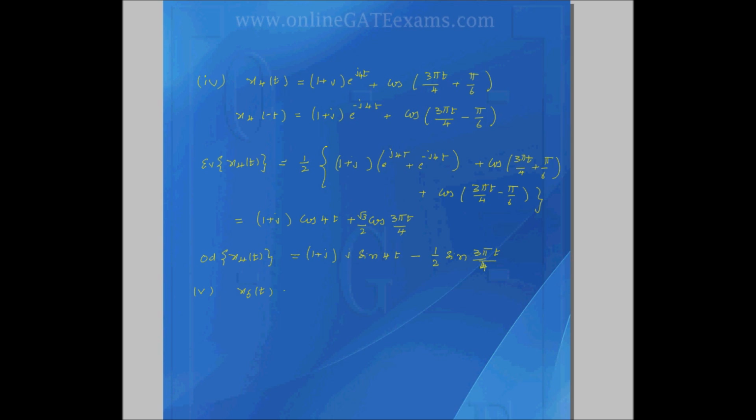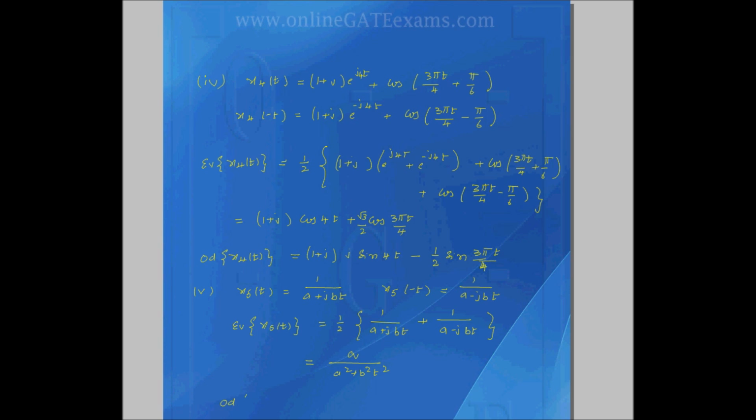x5 of t is equal to 1 by a plus jb t. So clearly, what is x5 of minus t? That will be equal to 1 by a minus jbt. So what is the even part of x5 of t? The even part of x5 of t will be 1 by 2 times x5 of t, which is 1 by a plus jbt, plus x5 of minus t, that is 1 by a minus jbt. So expand this, it is nothing but a by a square plus b square t square.